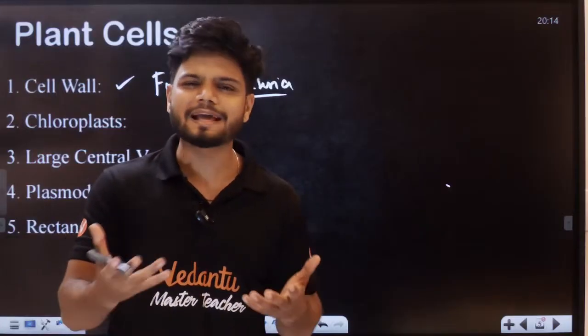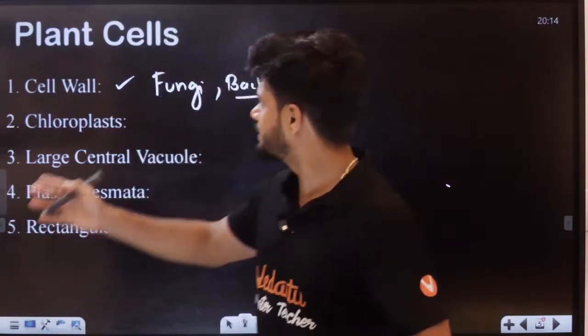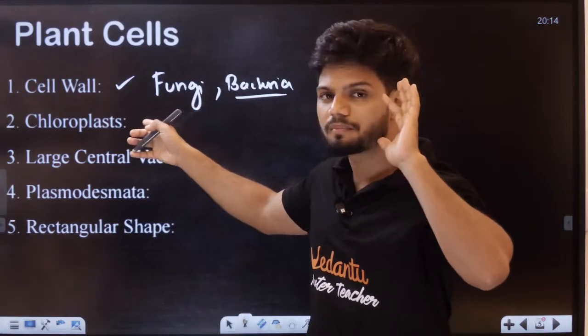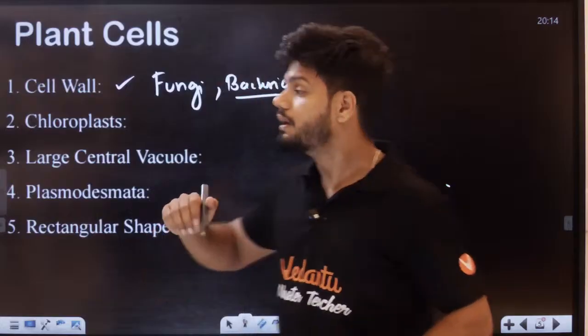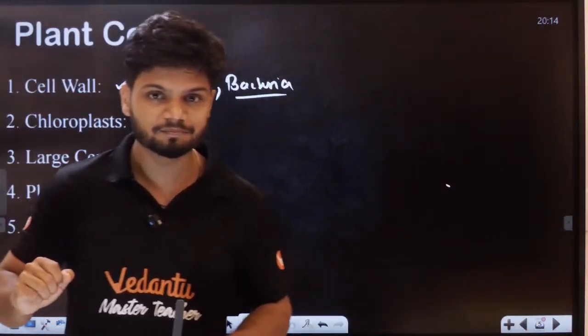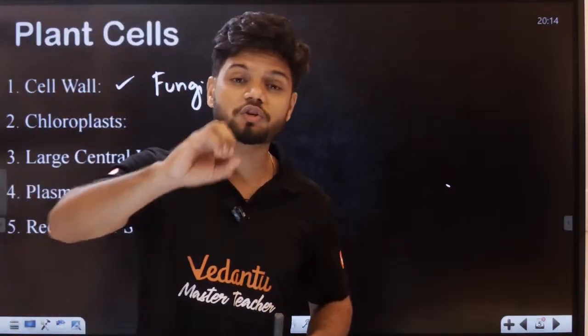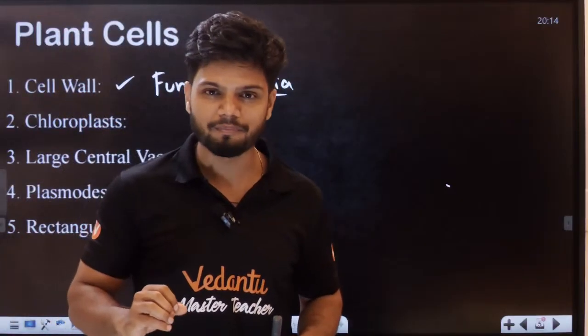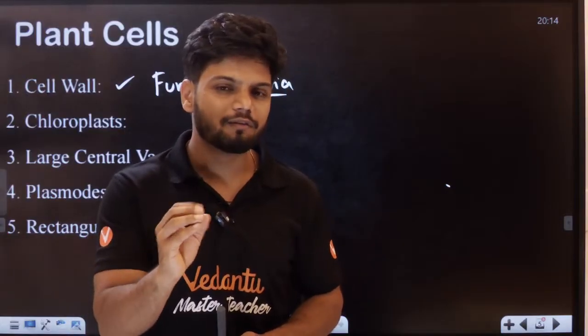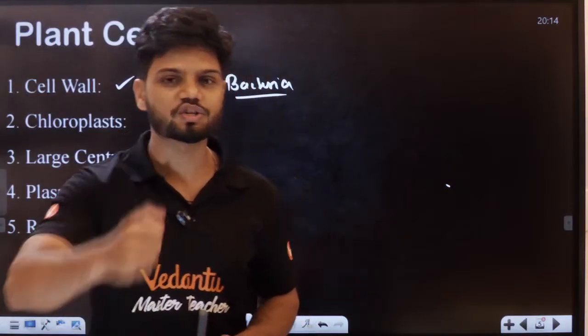For example, in the case of plants, cellulose. In the case of fungi, can anyone tell me? In the case of fungi, students, it is made up of chitin. In the case of bacteria, it is made up of peptidoglycan. Okay. Now, one more question to all of you, students. Under bacteria, there is one organism which does not have cell wall. Answer in the chat.